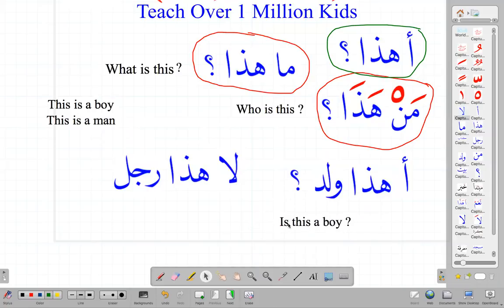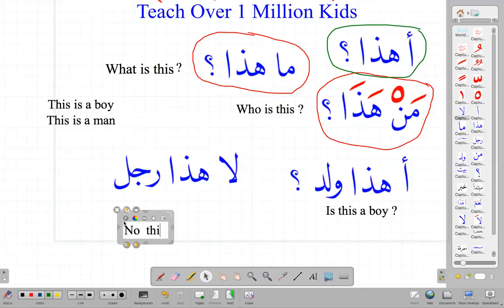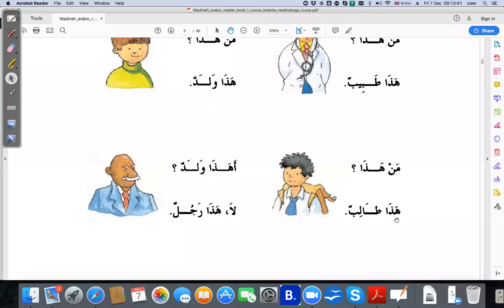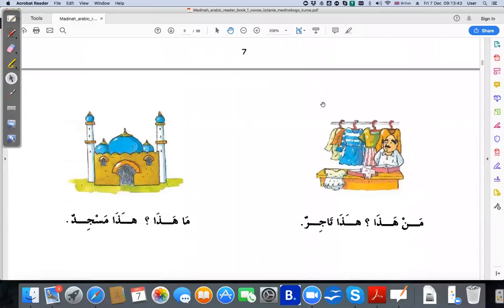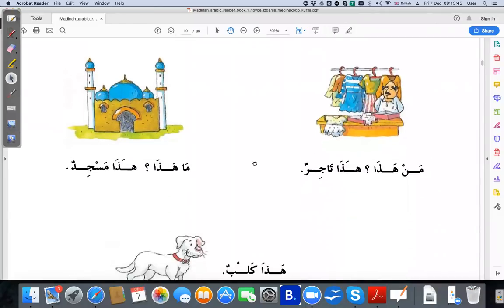And he is a man. So obviously we say no, yeah? It means no, this is a man. Good. No, this is a man. لا هذا رجل. That's the answer of it, yeah? Good. Next lesson will be just practice.